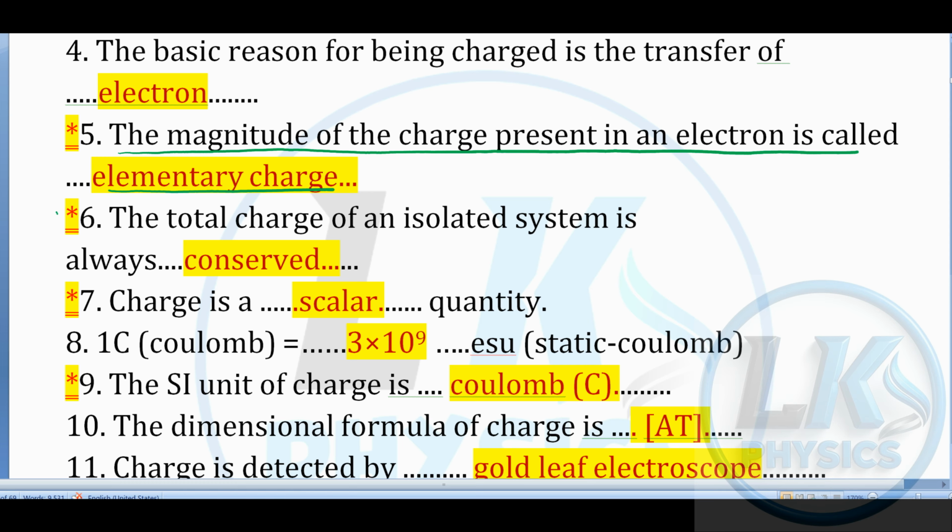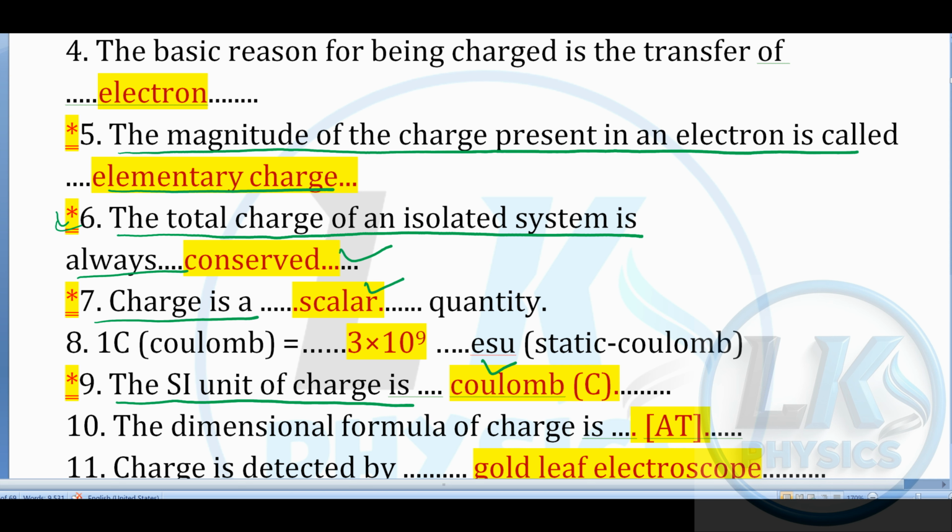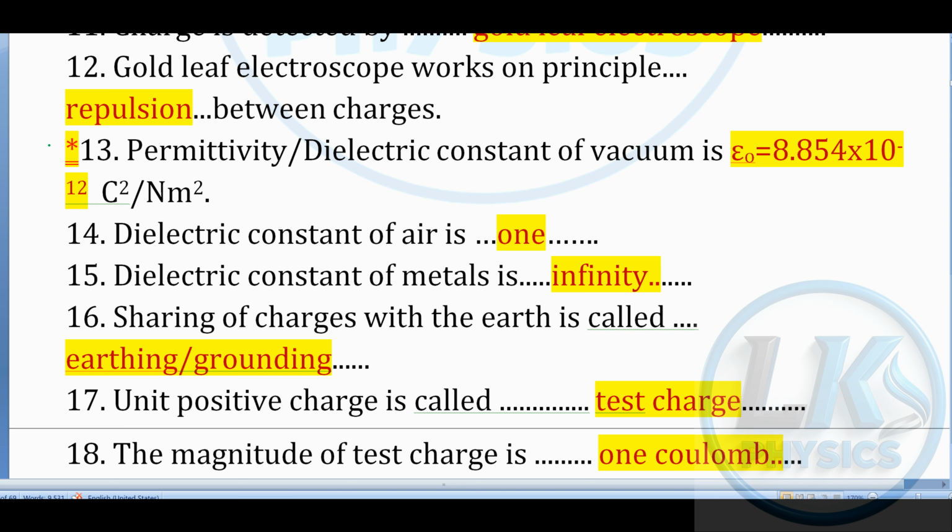Now, next question is, the total charge of an isolated system is always conserved. Charge is a scalar quantity. Now, the SI unit of charge is coulomb. Question number 13. The permittivity of free space or vacuum is, you learn this value.